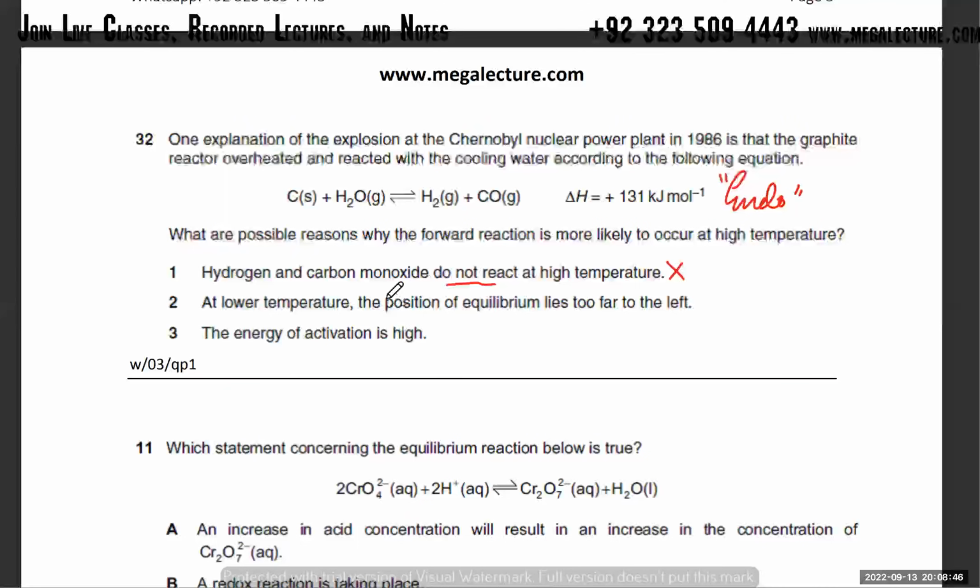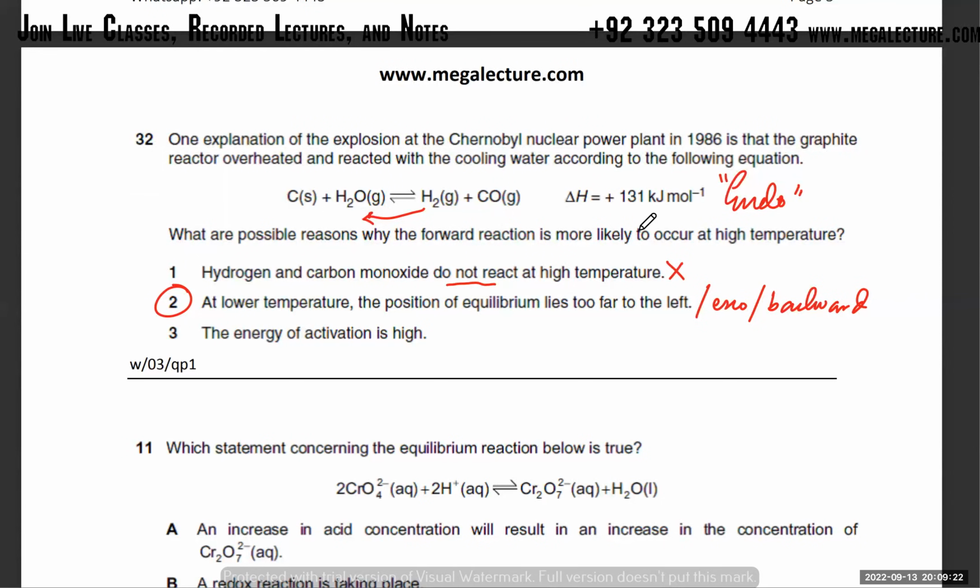As a second one, at lower temperature, the position of the equilibrium lies too far to the left. Is that true? Lower temperature. कौन सा reaction favor होगा? Lower temperature, exothermic. And that's going to be backward, right? Yes. So that means exo, which is backward, तो ठीक कह रहा है बॉस कि लोअर के ऊपर it's going to lie too far to the left, and the energy of activation is high.